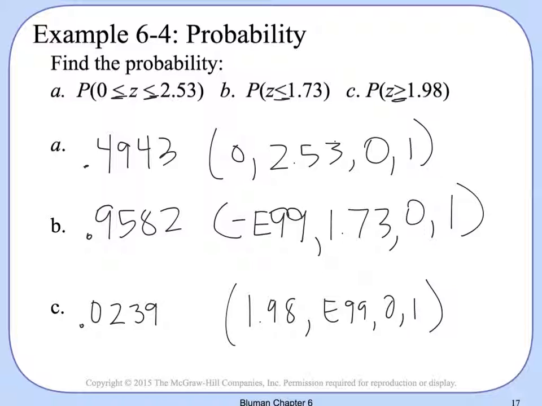How come this one was such a small percent? Because it's at 1.98 above. That's a really small part of the graph, right? And this one's almost the whole graph, 1.73 and below. And this one is about 50%, right? Because we're going from 0, the middle, to 2.5. And 2.5 is at the very top of the graph.